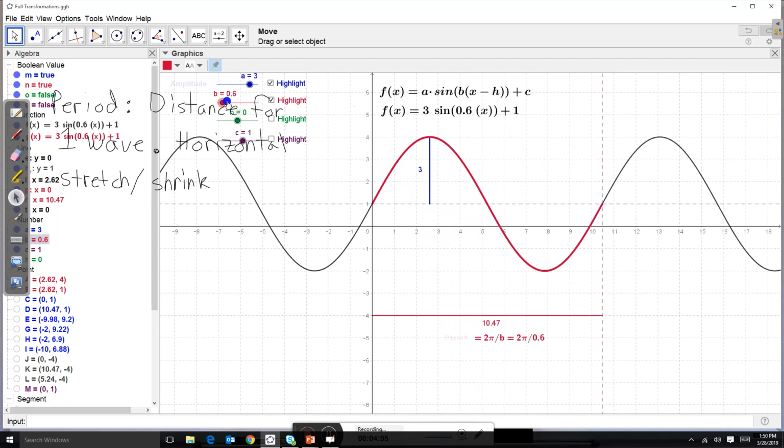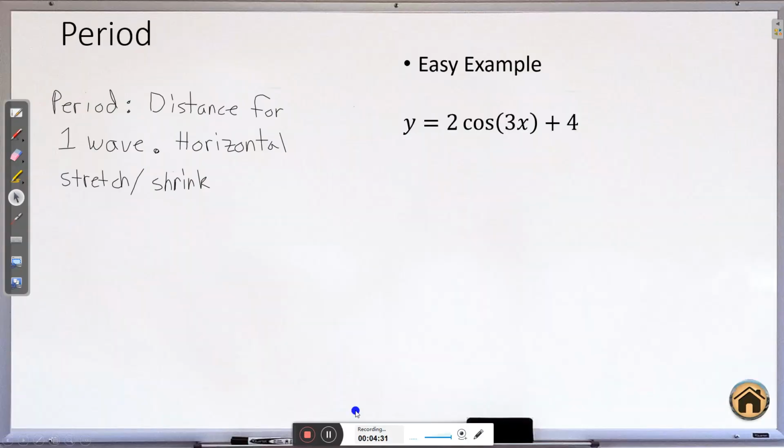But the main thing we want to look at is, if I know the b value, which in this case you can see is 0.6, what is the period? Now as you can see here, the period is definitely not 0.6. Even though my b value is 0.6, the period looks like 10.5 or so. So it's not a perfect match. There is a little bit of work that we have to do to find the period.